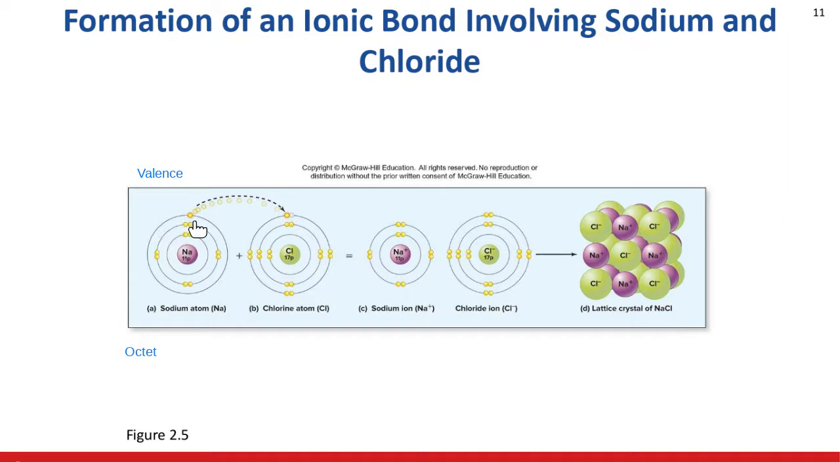So sodium has 1 electron in its valence shell. Chlorine has 7. Now, following the octet rule, we want to fill that outermost shell. So guess what? Chlorine only needs 1 more electron to fill its shell. So what happens is sodium is going to donate its 1 electron.